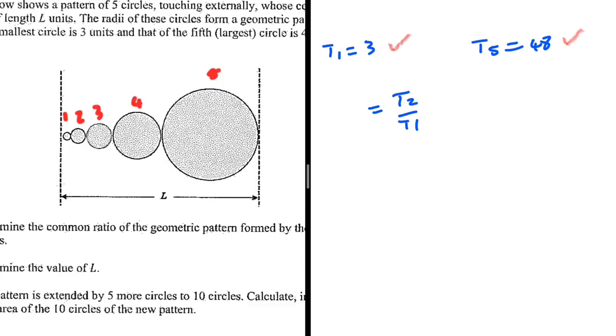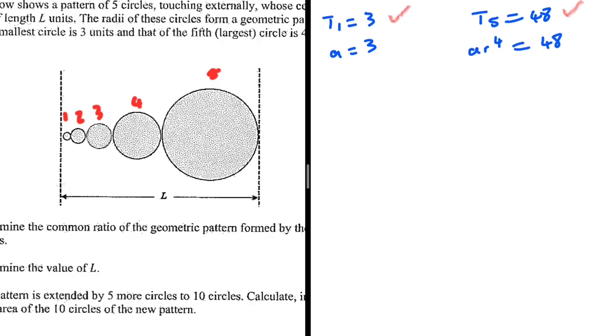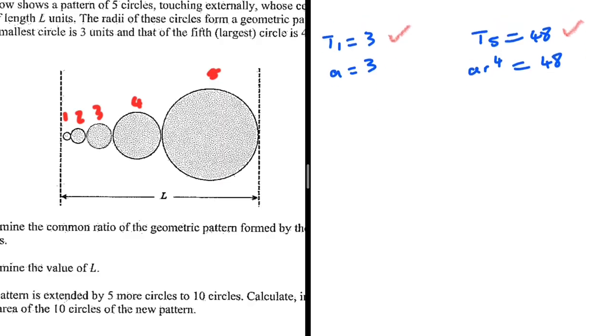But that's not a problem. Let me show you why. We just need to stick to the basics. We know that A is equal to T1, right? So A will be equal to 3. And then T5 is AR to the power 4, and this is equal to 48. So this is what we have. We don't need to panic. We can just substitute A into T5. We're going to have 3 multiplied by R to the power 4 being equal to 48.